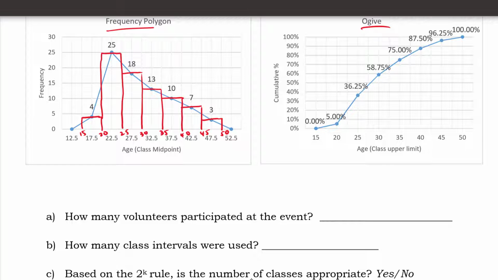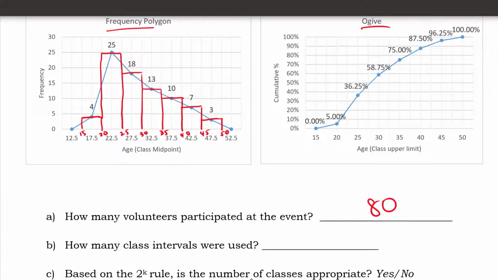So the first question asks, how many volunteers participated at the event? To find the number of volunteers that participated at the event, we just simply need to add the total frequencies here for each of these observations. So if we add those total frequencies, we will obtain 80, and that will be the number of participants at the event.